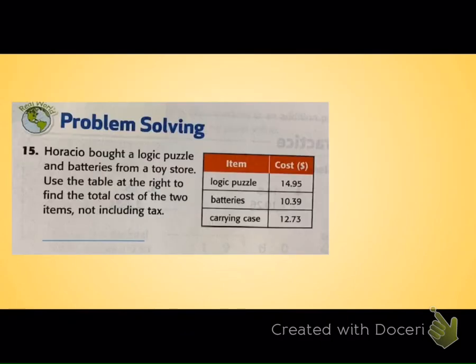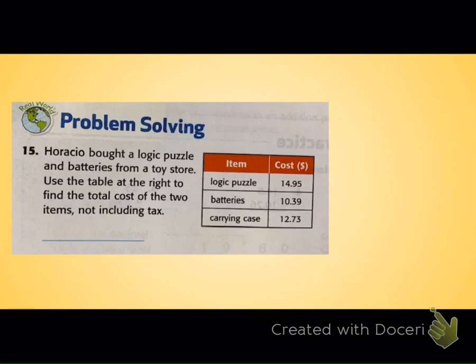Alright, turn your page. I'd like to take a look at number 15 here. Solve this problem if you would, and then come back for the answer after you have finished it in your practice book. Pause the video now. Alright, so this says Horatio bought a logic puzzle and batteries from a toy store. Use the table at the right. Find the total cost of the 2 items, including tax.